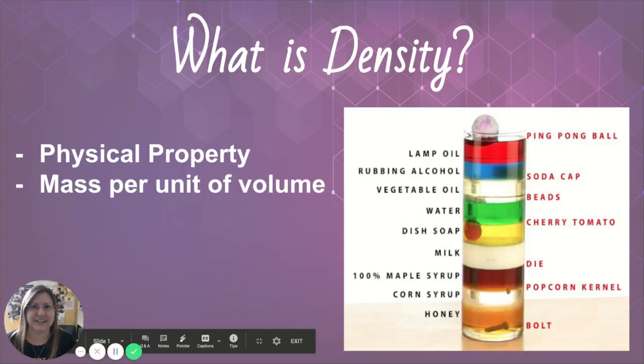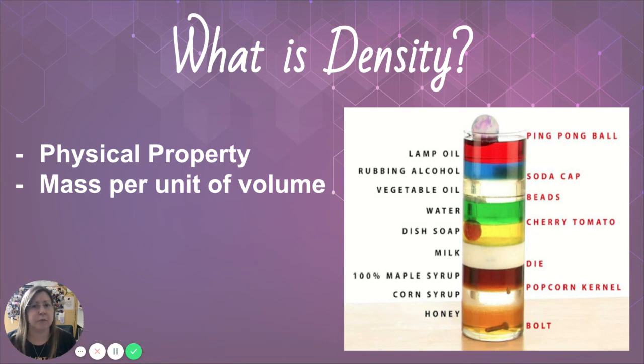Let's take a look at density. We know that density is a physical property. It's a physical property of matter. And density can be calculated by looking at the mass and the volume of a substance. So, density is mass per unit of volume.